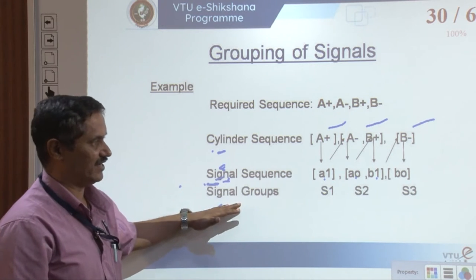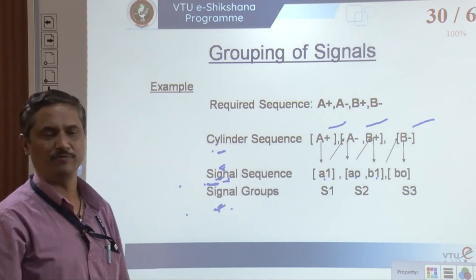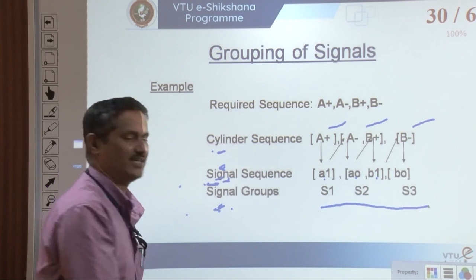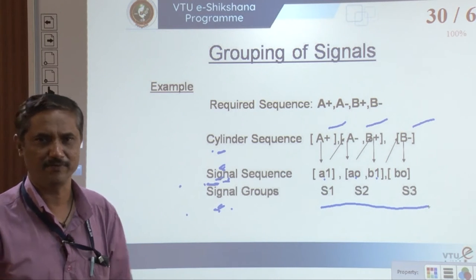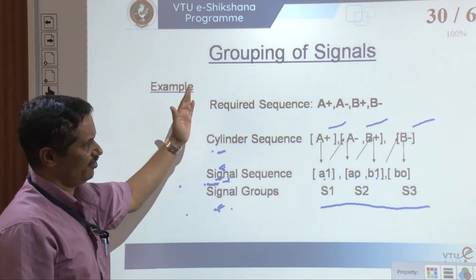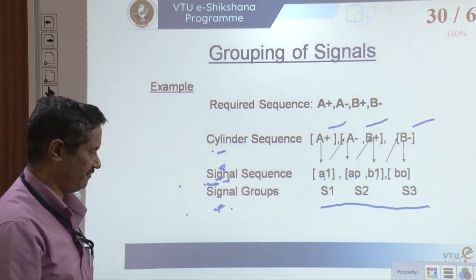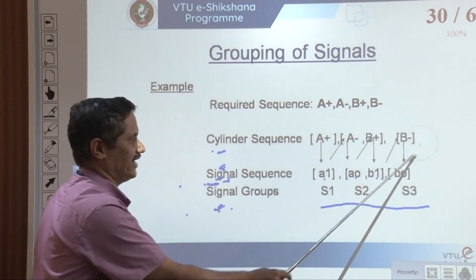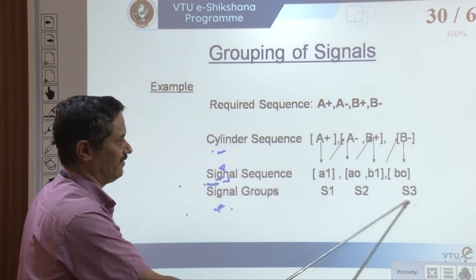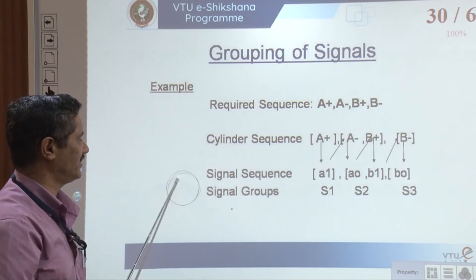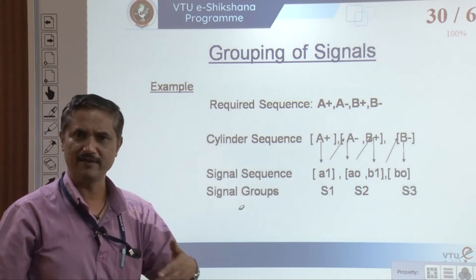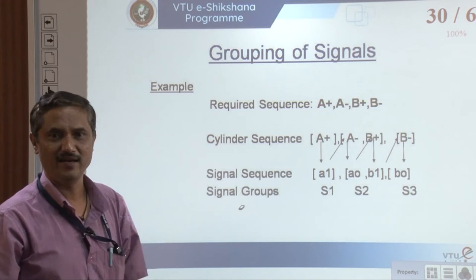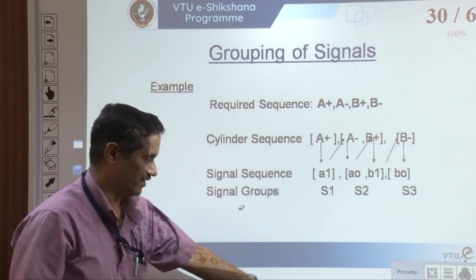So, the number of headers required is the number of groups. So, number of groups is 3. So, I need S1, S2, S3. Very simple, very simple. So, you have to just blindly follow those 5 to 6 steps I have explained, and you can easily solve cascading problems without any difficulty, but practice this one or two times, so you get adjusted to the grouping and then you can go ahead with the sequencing.